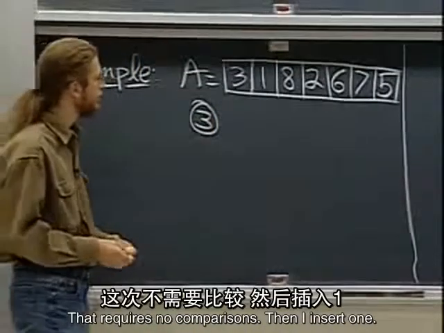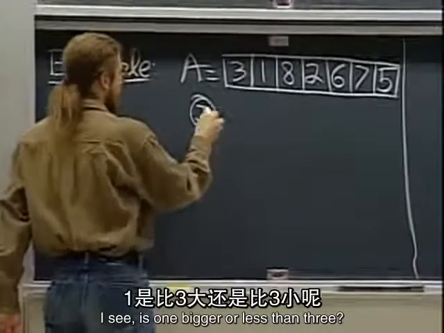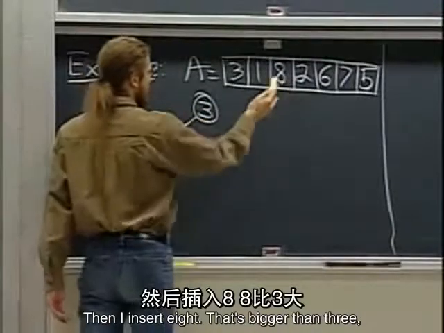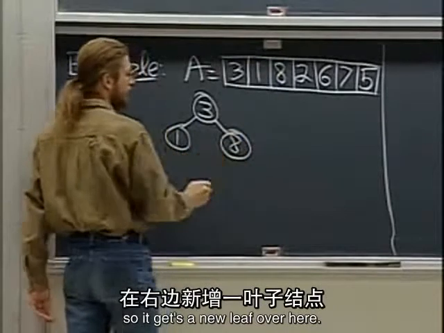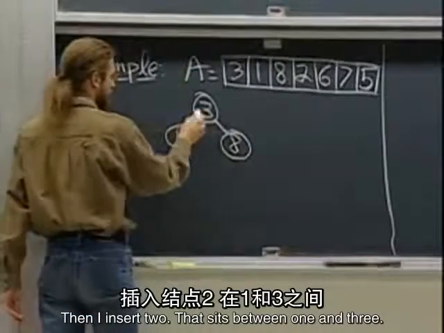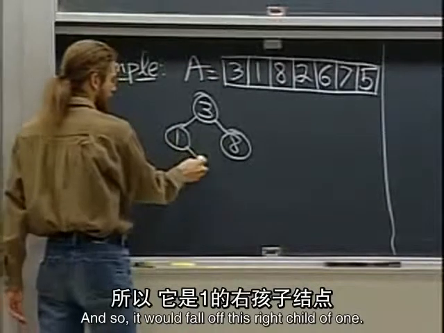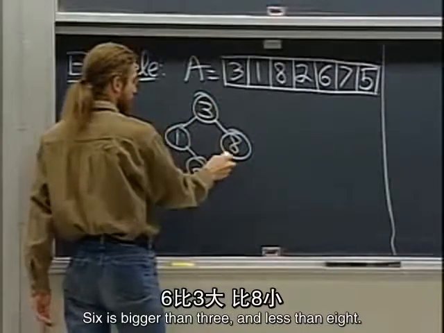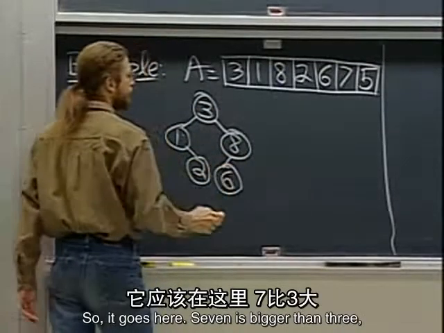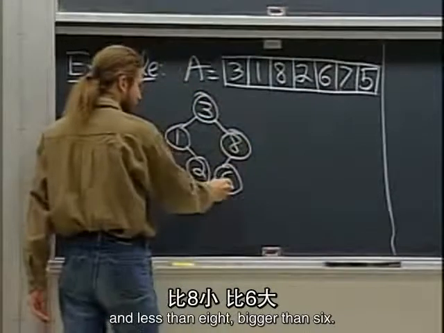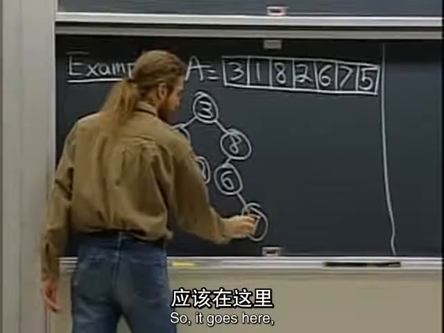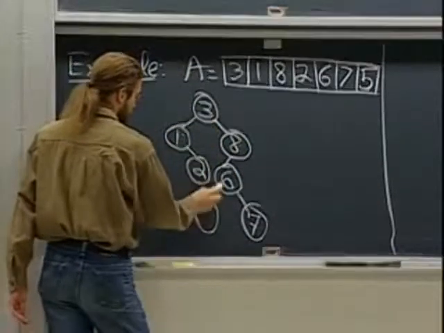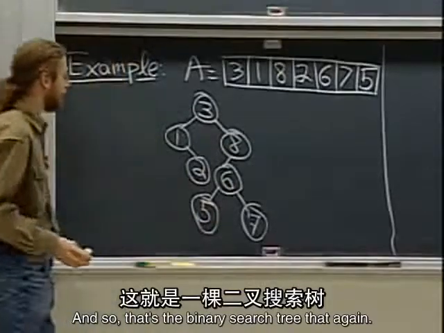So the first element I see is 3. So I insert 3 into an empty tree. That requires no comparisons. Then I insert 1. Is 1 bigger or less than 3? It's smaller, so I put it over here. Then I insert 8. That's bigger than 3, so it gets a new leaf over here. Then I insert 2. That fits between 1 and 3, and so it would fall off the right child of 1. So I add 2 there. 6 is bigger than 3, less than 8, so it goes here. 7 is bigger than 3, less than 8, bigger than 6, so it goes here. And 5 fits in between 3 and 6, rather. And so that's the binary search tree that I get.